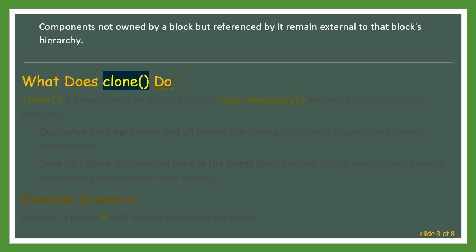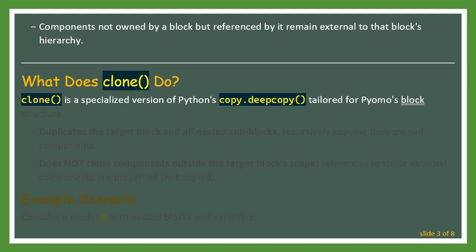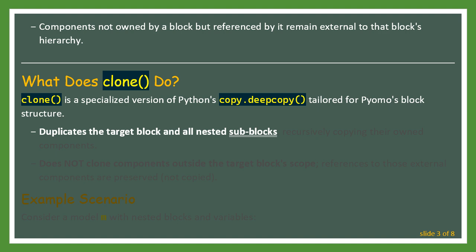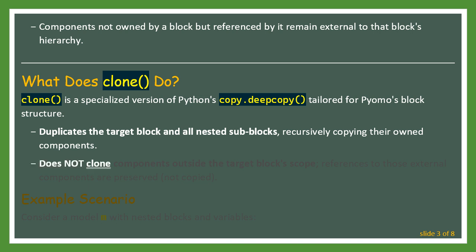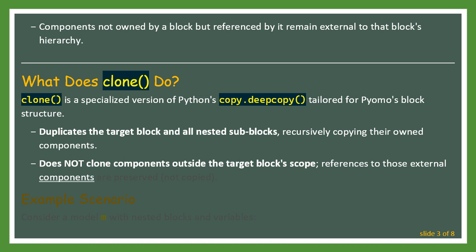What does clone do? Clone is a specialized version of Python's copy.deepcopy, tailored for Pyomo's block structure. It duplicates the target block and all nested subblocks, recursively copying their owned components. It does not clone components outside the target block scope. References to those external components are preserved, not copied.